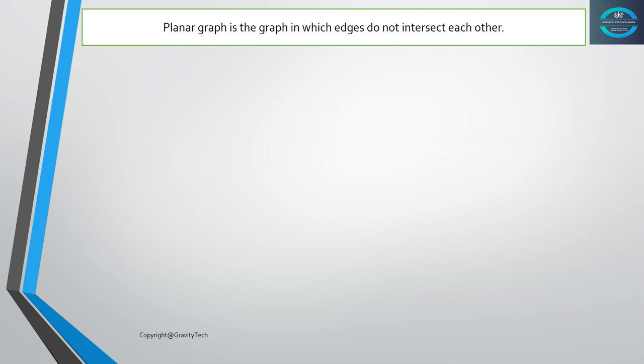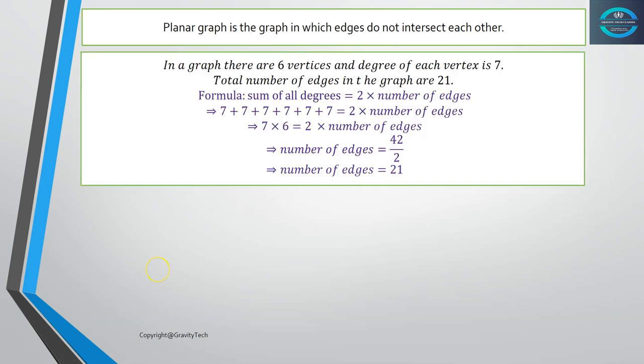Planar graph is the graph in which no two edges intersect each other. Okay. Next. Now they are saying in a graph there are 6 vertices and the degree of each vertex is 7.